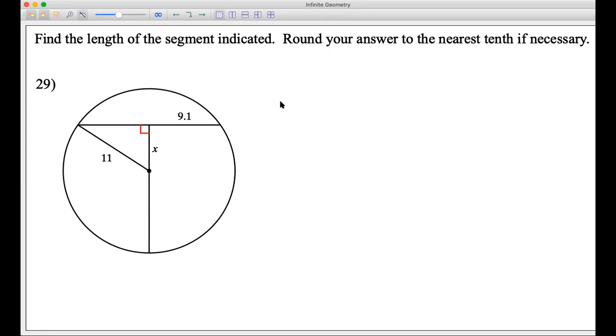You can do some rounding there to speed things up. So we take 121 and then subtract the square of 9.1. I got 82.81 after squaring, and that's what you're going to subtract from 121. Then I got 38, and then I take the square root.